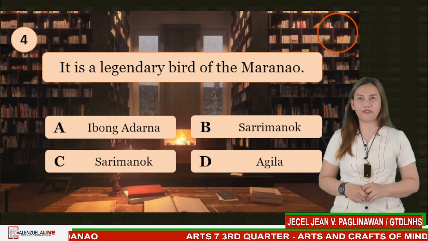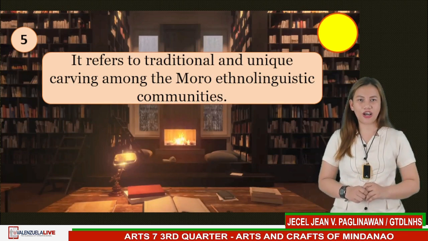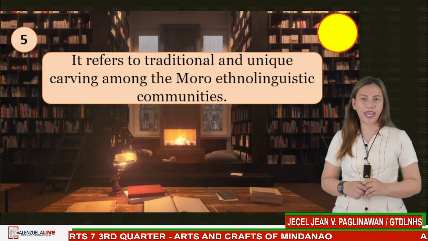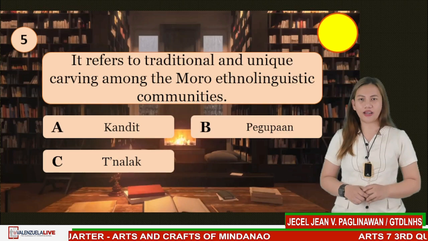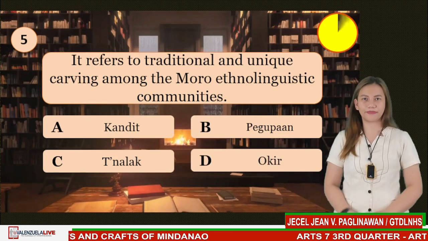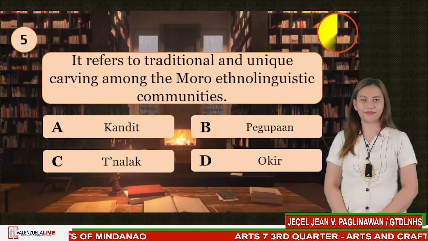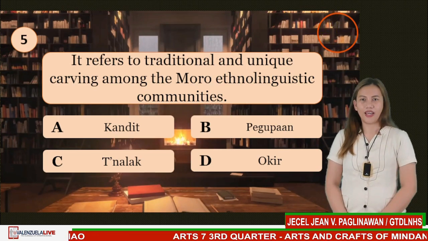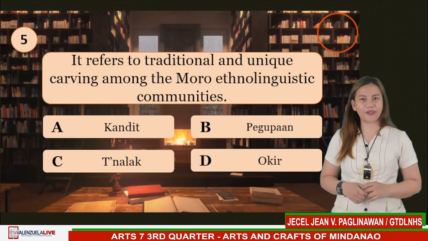And last, number 5. It refers to the traditional and unique carving among the Moro ethnolinguistic communities. A. Candit, B. Pegupaan, C. Tinalak, or letter D. Okir. Timer starts now. If your answer is letter D, you are correct.